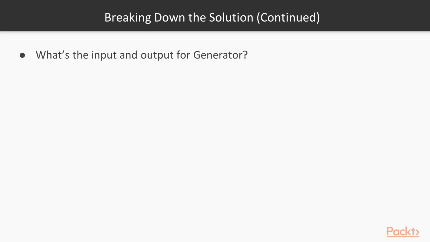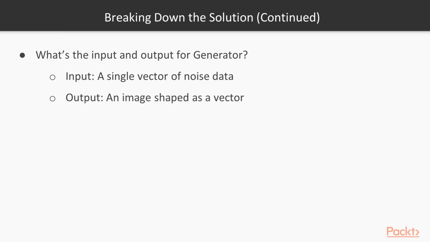Then the next step is to ask, what's the input and output for the generator? This is our opponent. The generator tries to fool the discriminator, and in the end they cooperate with each other. The input is a single vector of noise data, and our output is a fake image, which has to be shaped as a vector, a one-dimensional array.